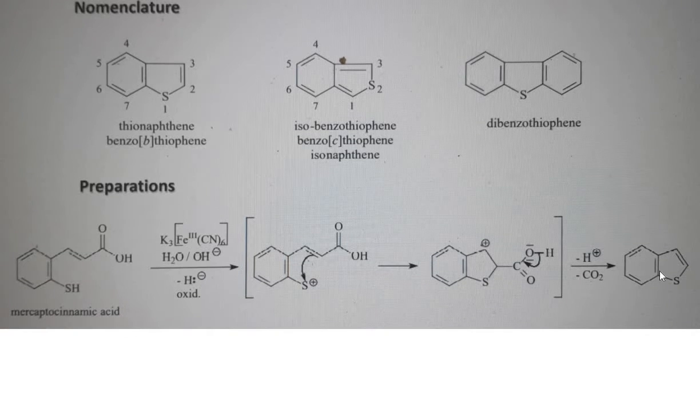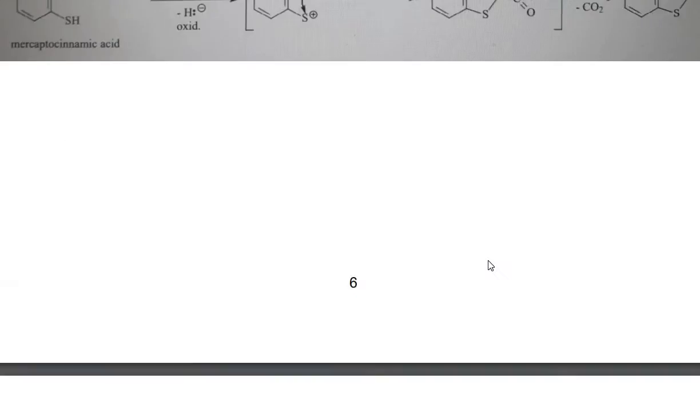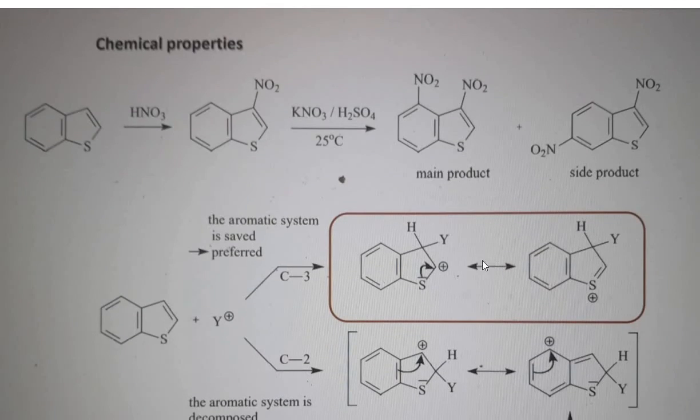Now how will you synthesize this ring? Starting with mercaptocinnamic acid, using this type of reagents. Again cyclization. After cyclization and deprotonation, you will get this ring. This is the preparation. Now, my friends, chemical properties of benzothiophene.